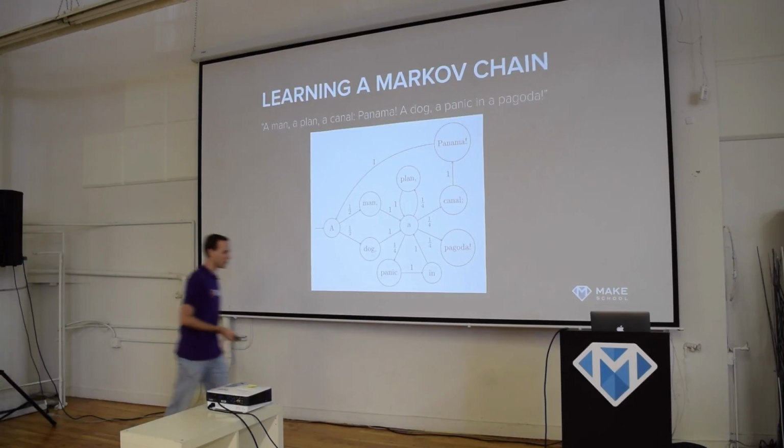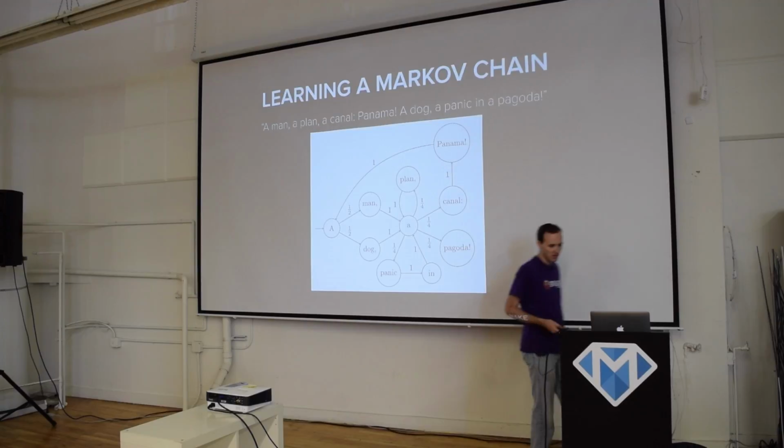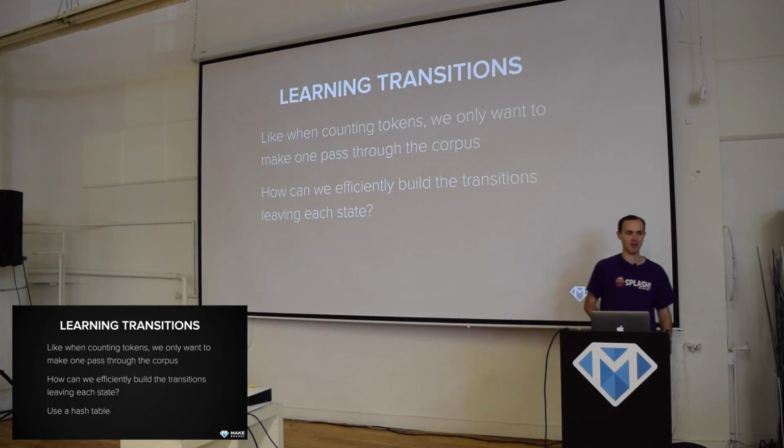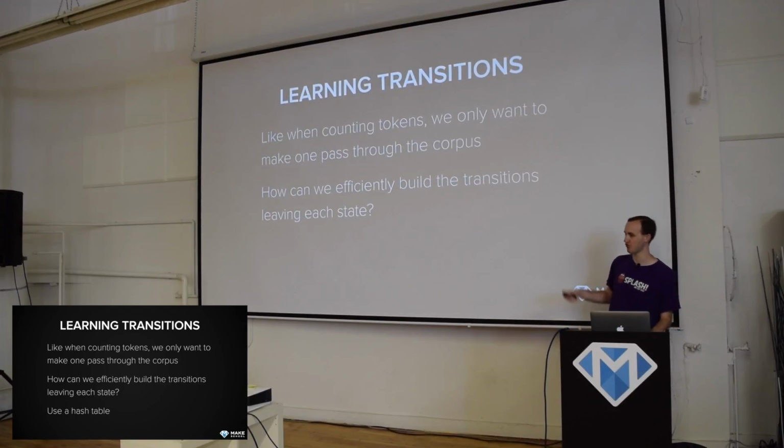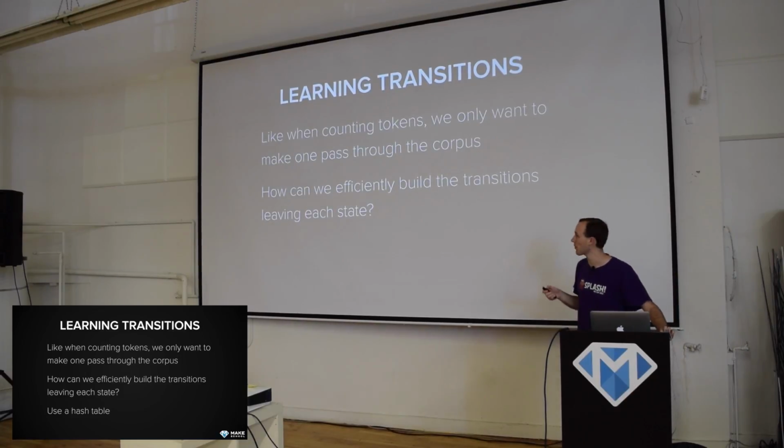All right, so let's go into a little bit more detail about how we would figure out which transitions to use and what their probability should be. Like in the case we had before where we were just counting tokens, we only want to make one pass through the corpus because it could be very large. So how can we efficiently work out the transitions that are leaving each state?